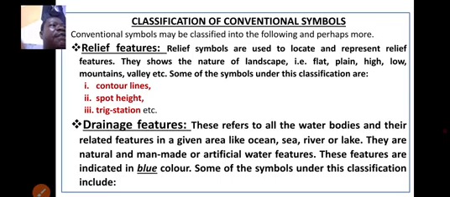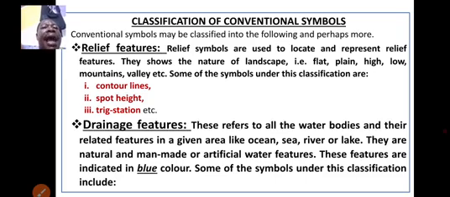Some of the relief symbols that we use are the contour lines. As I've already said, the more the values increase, the closer the contours are, and this represents a high area. But as the contours are open or wide, then the height of the area also reduces, becoming a low lying area. That is the contour lines.